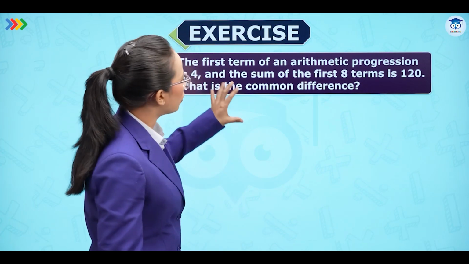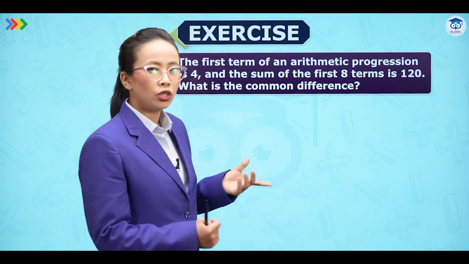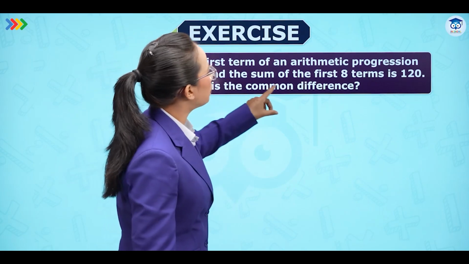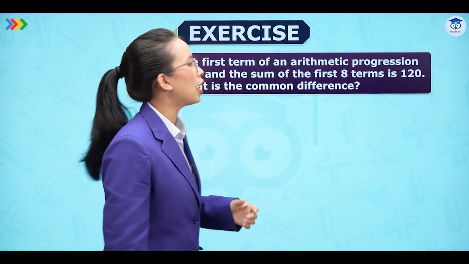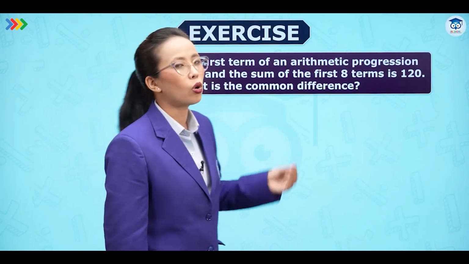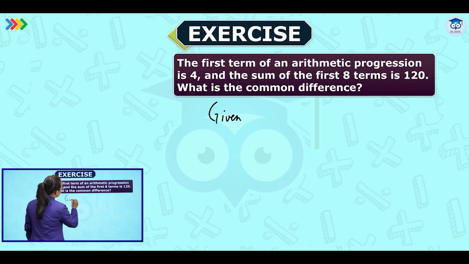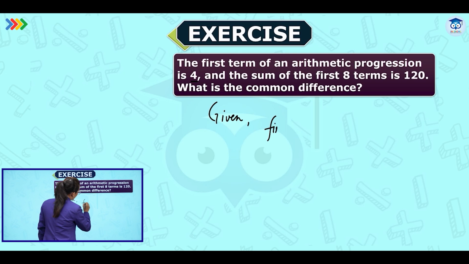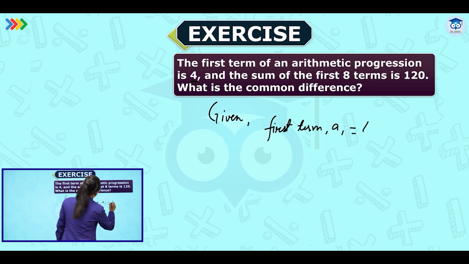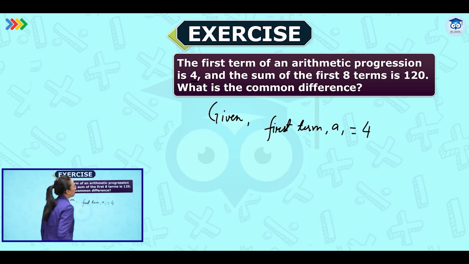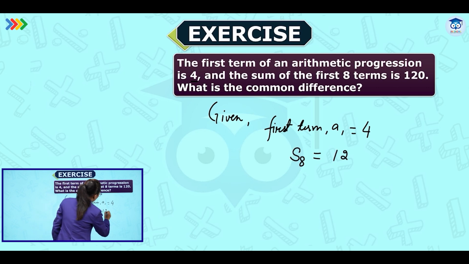The first term of an AP is 4. And the sum of the first 8 terms is 120. What is the common difference? Okay, so first we are going to write given. So given, the first term is 4. So this is A1, is equal to 4. And the sum of the first n terms, that is the first 8 terms, is 120. So S8 is given as 120.